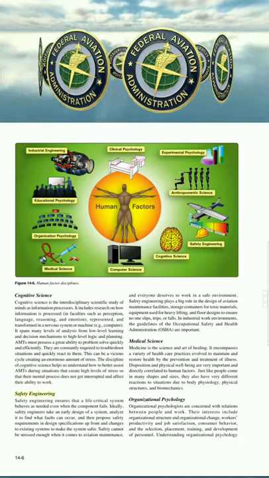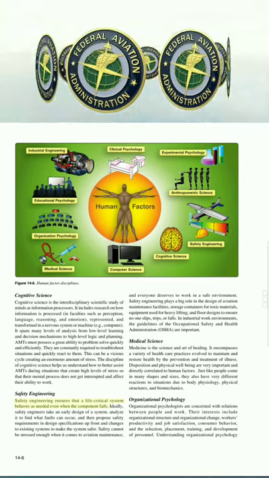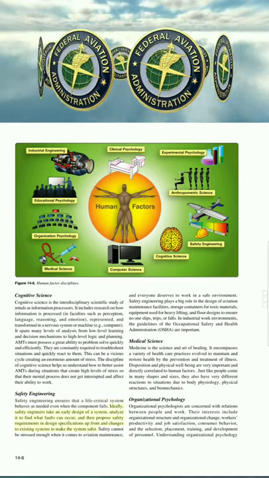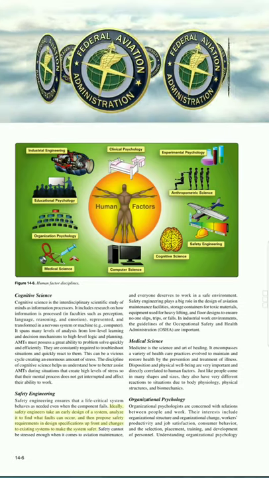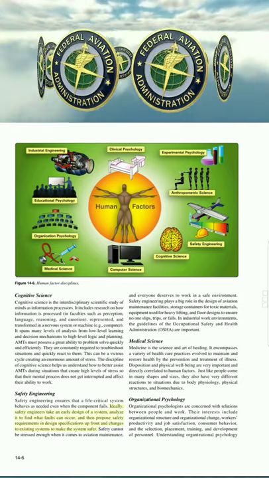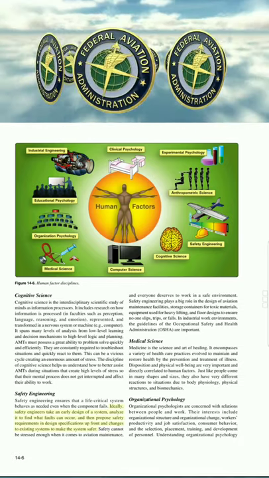Safety engineering. Safety engineering ensures that a life-critical system behaves as needed even when a component fails. Ideally, safety engineers take an early design of a system, analyze it to find what faults can occur, and then propose safety requirements and design specifications up front and changes to existing systems to make the system safer.